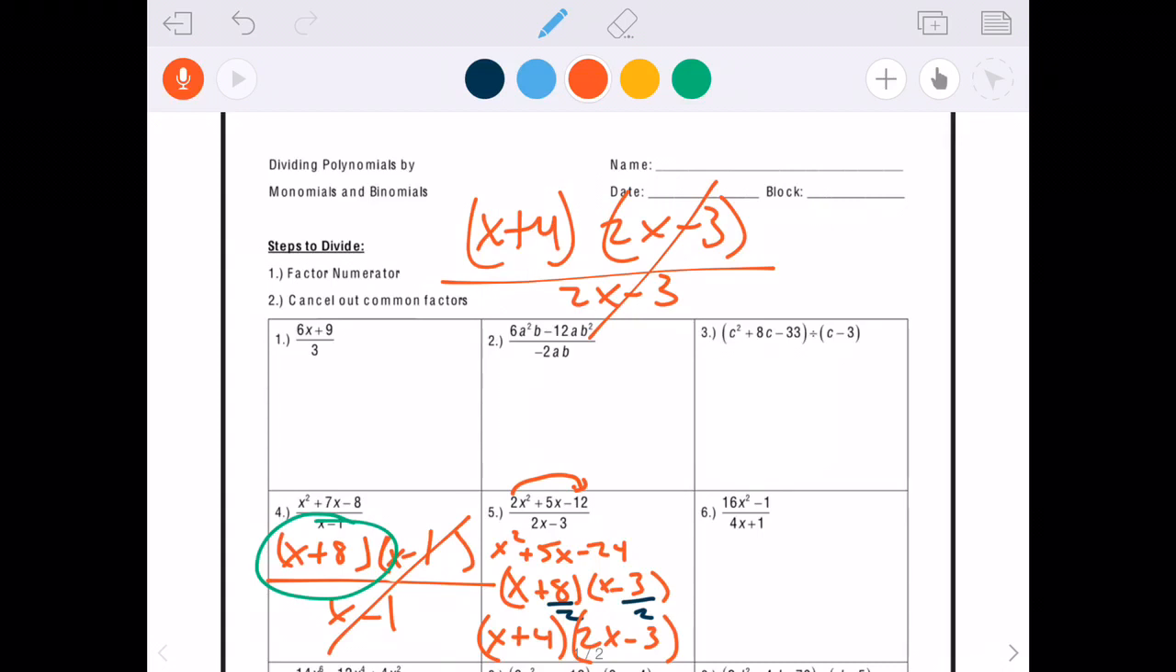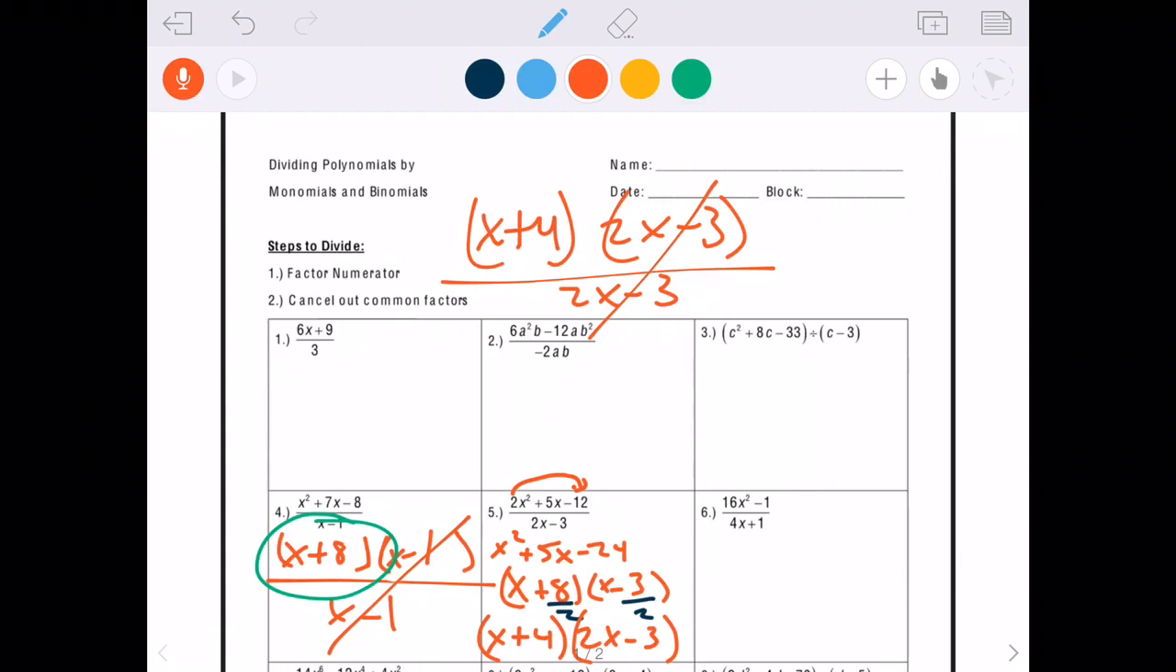Let's do one more with a binomial denominator. If we look at number 6, we have a binomial denominator, so we're going to have to factor the top. When you look at the top, you should be able to see that there is no middle term. Right when you notice there's no middle term, you should think difference of squares. You need to start looking for perfect squares. You also need to make sure that the sign is negative, is minus, because that's how we're going to get the opposite signs.